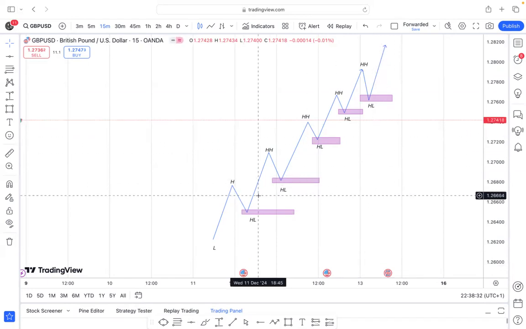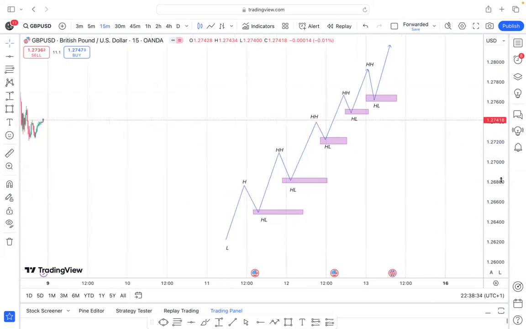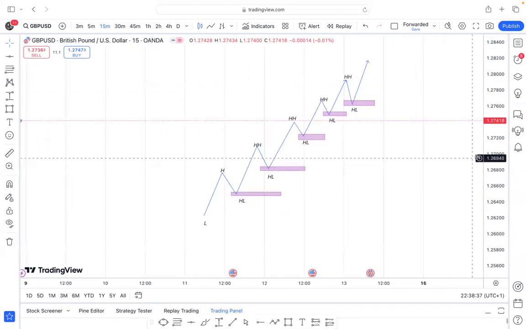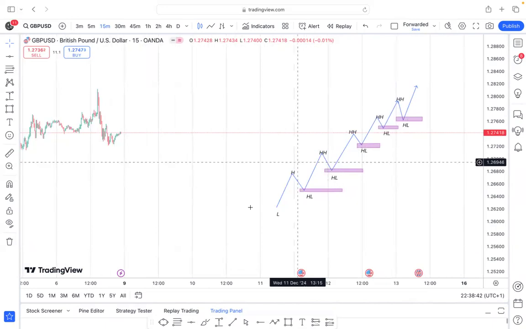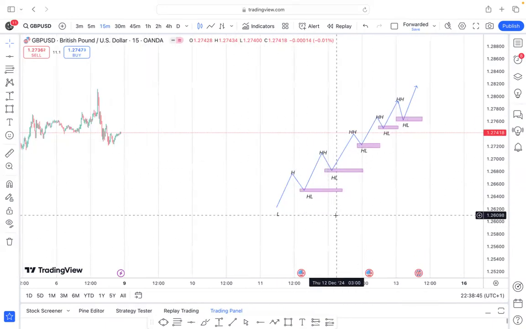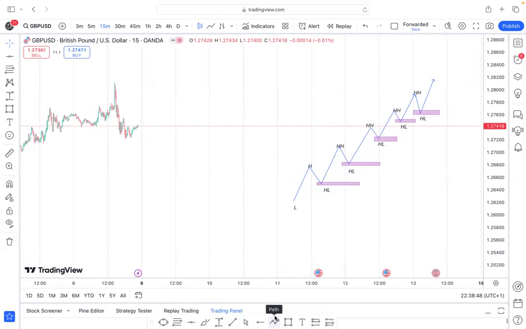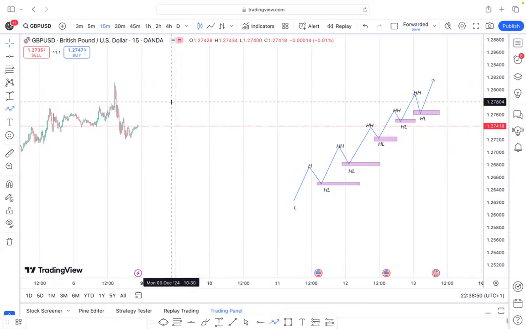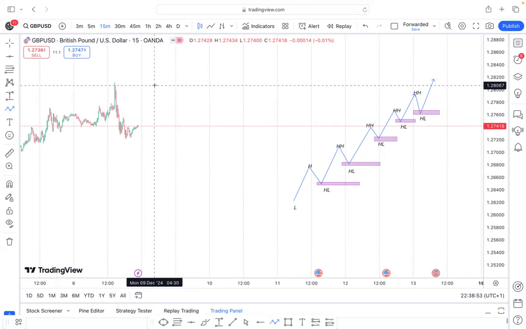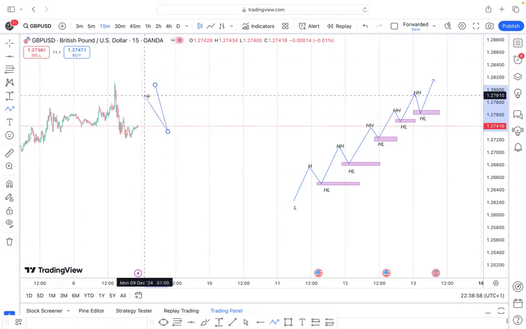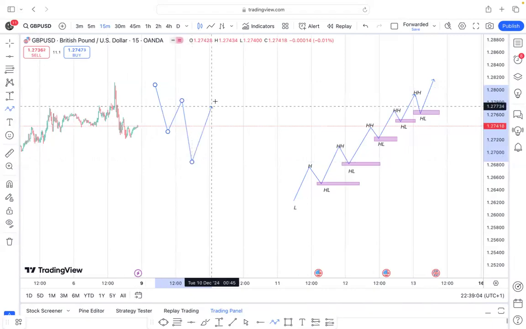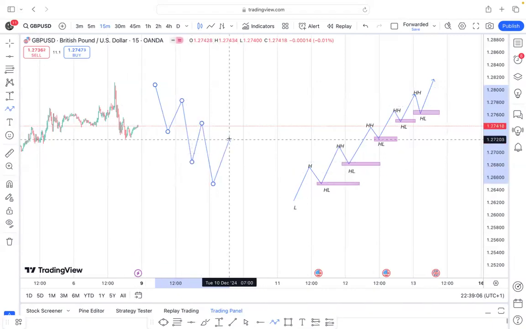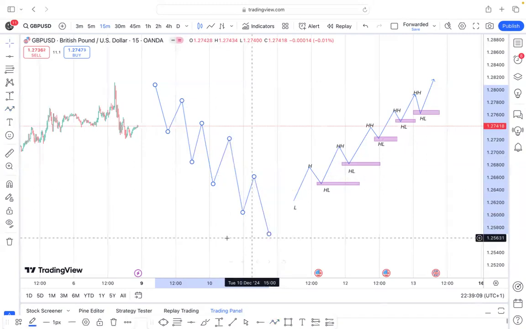So now, how to identify when a resistance level is turning to support and when a support level is turning to resistance. I've shown you how support levels are in an uptrend. Let me show you how resistance levels are in a downtrend. So we move into a change of resistance to support and support to resistance. In a downtrend, there's a creation of lower highs and lower lows, lower low, lower high, lower low, lower high, and like that.